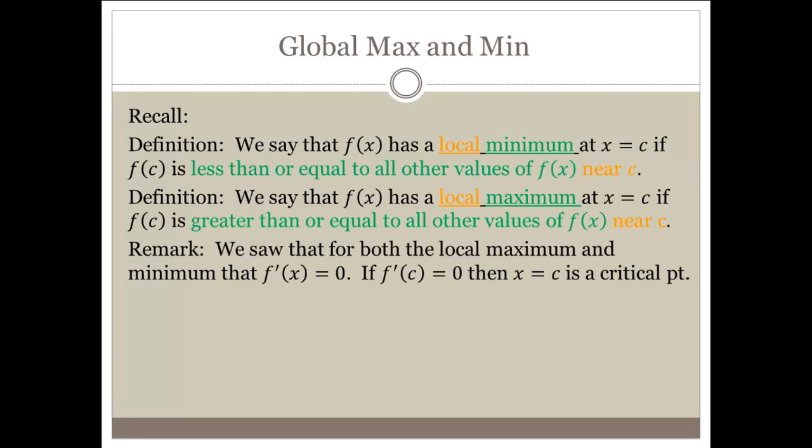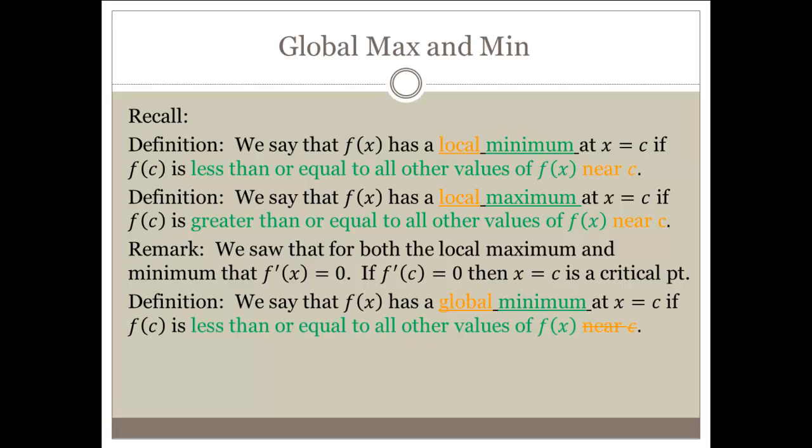And remember, we saw that at both local maximums and local minimums, f prime of x equals 0. And so we made the definition, if f prime of c equals 0, then x equals c is called a critical point. We will now give related definitions.